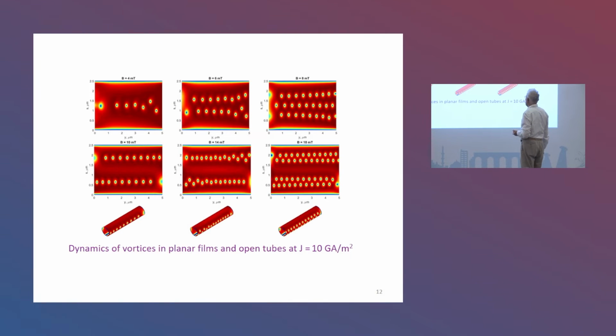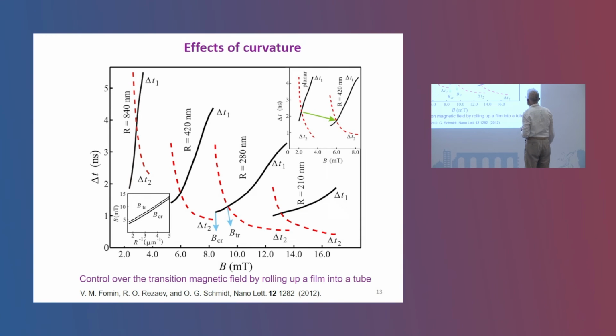Yeah. So these are typical pairs of distributions of the order parameter in a planar film above and in an open tube below. No time for this. Next one. Yes. Here, a very interesting observation: if we take a planar niobium film, this is all about niobium, these are typical values of the critical magnetic field when the process starts or the transition from one regime to another.